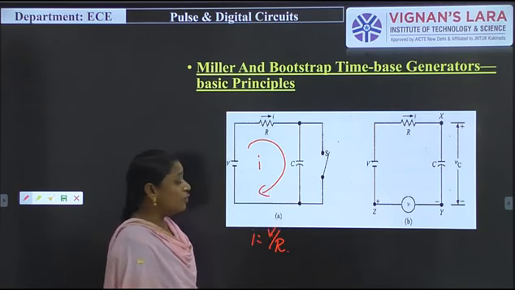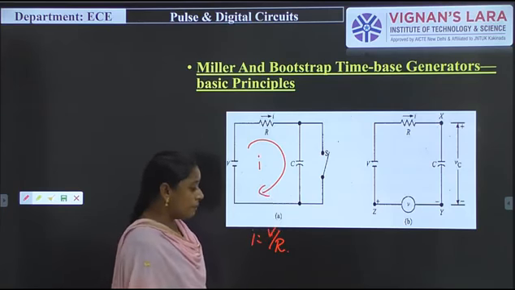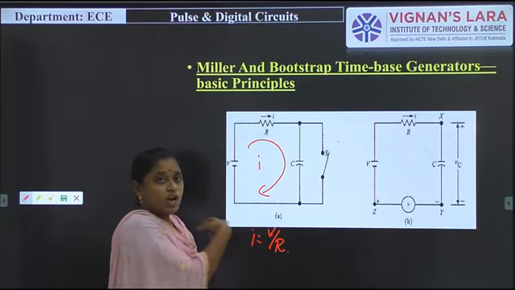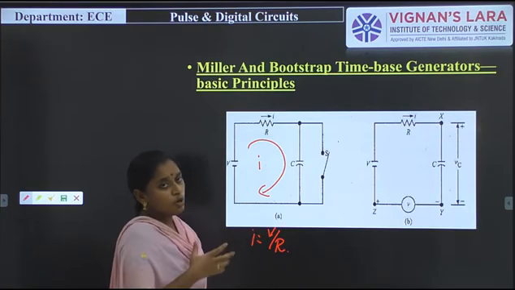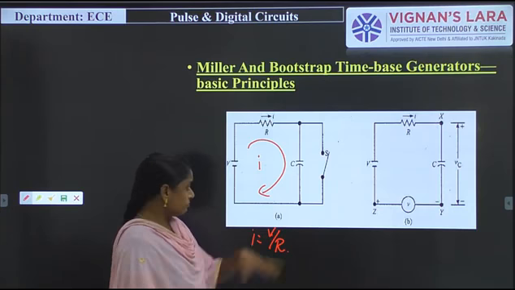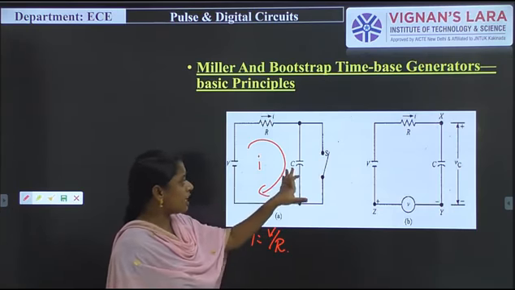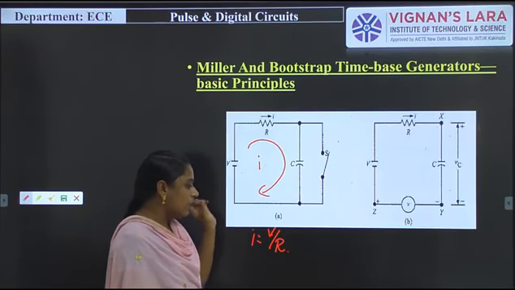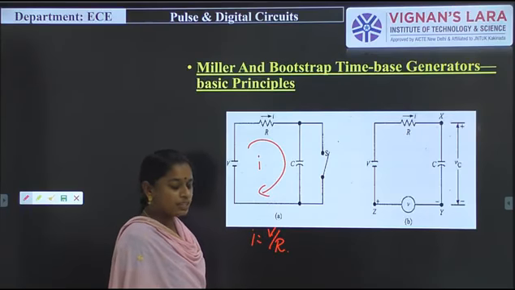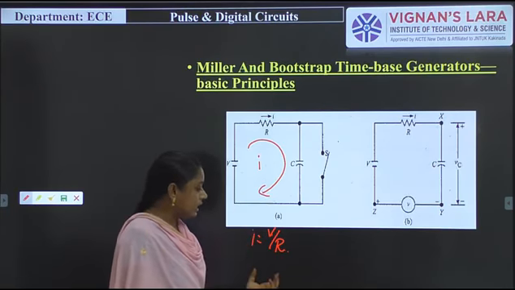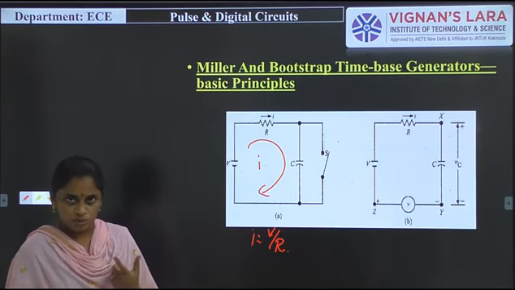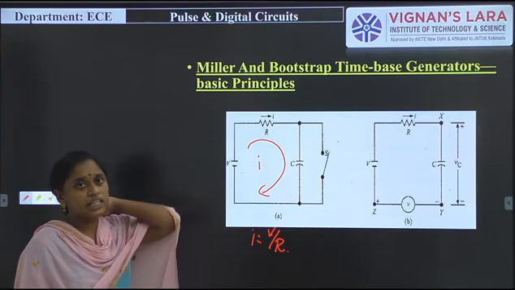The basic principle is that a constant current should flow. When the switch is in closed condition, a constant current flows through this. But when the switch is in open condition, the current decreases because of the capacitor action. That is why we don't produce a linear output signal. Actually our aim is a linear output signal.